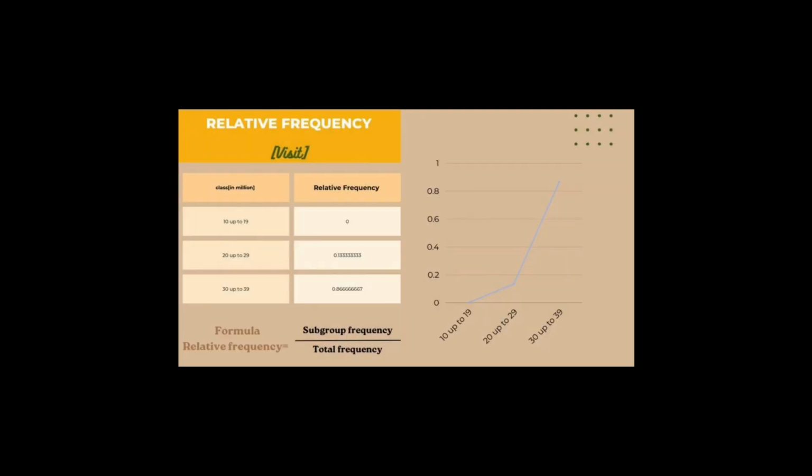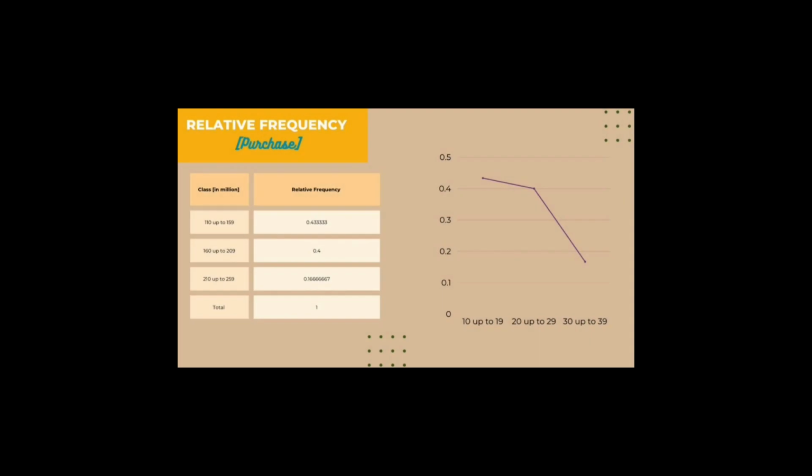So now we go to relative frequency. The formula I use is subgroup frequency divided by total frequency. So the class 10 up to 19 we have 0 frequency. 20 up to 29 we have 0.1333, and 30 up to 39 we have 0.86667. Now this is the chart of relative frequency for number of purchase.